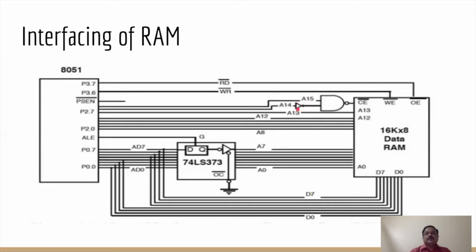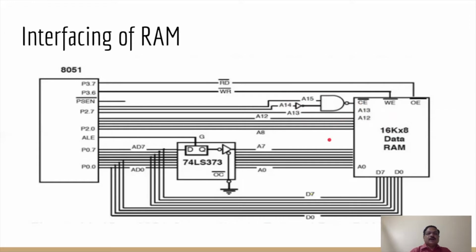So when both the inputs are 1, the output of the NAND gate will be 0 and the chip will be selected. That is how the read-write memory RAM can be interfaced. Here we are using gates, different logic circuits for chip select logic.